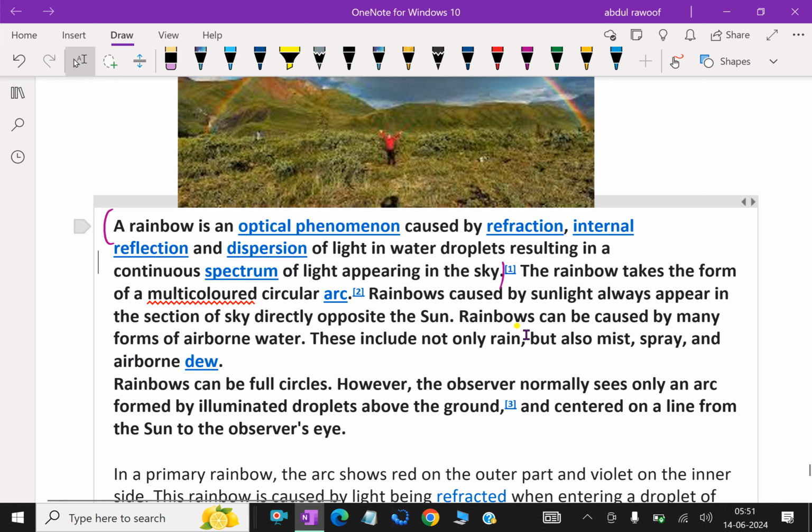A rainbow caused by sunlight always appears in the section of sky directly opposite to the sun. Rainbows can be caused by many forms of airborne water. These include not only rain but also mist, spray, and airborne dew. Rainbows can be full circles. However, the observer normally sees only an arc formed by illuminated droplets above the ground and centered on a line from the sun to the observer's eye.